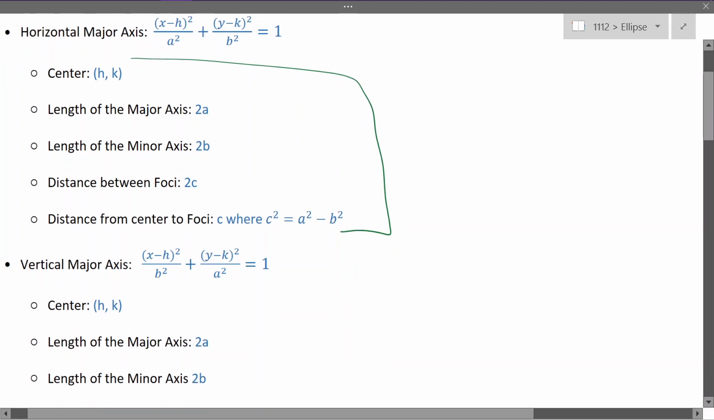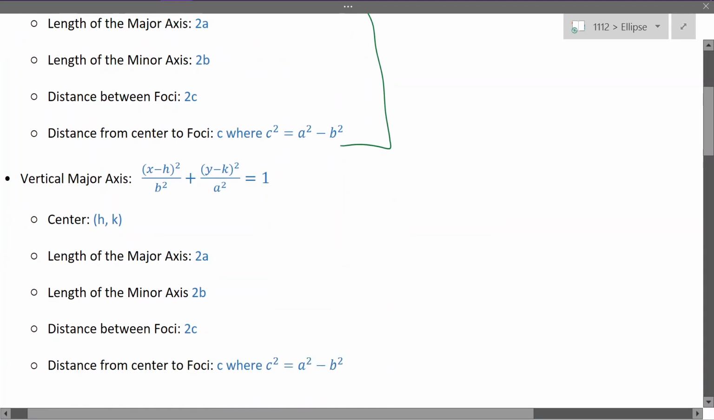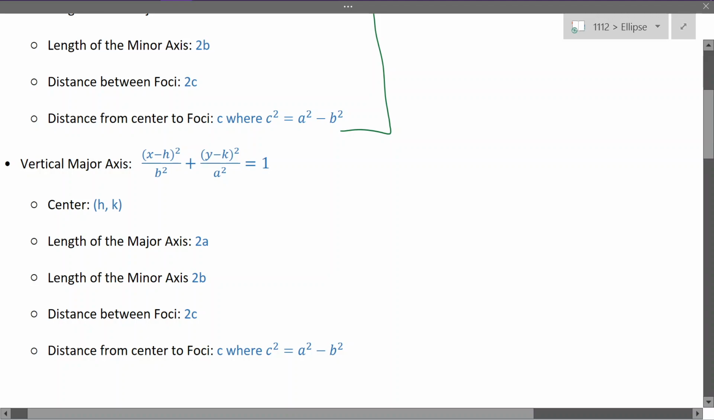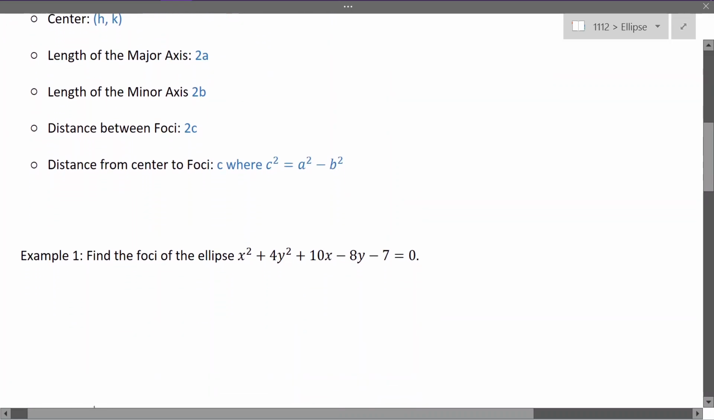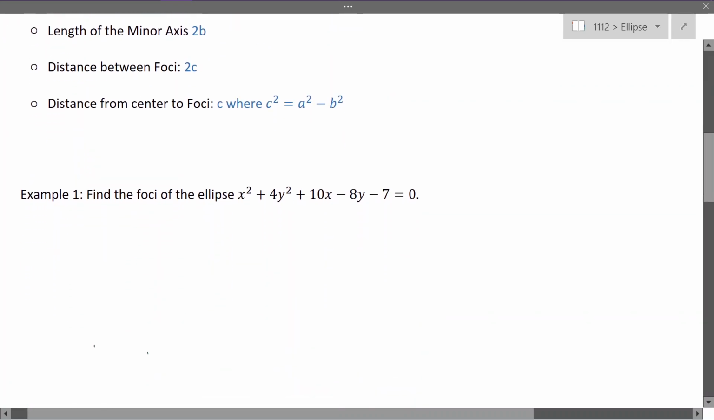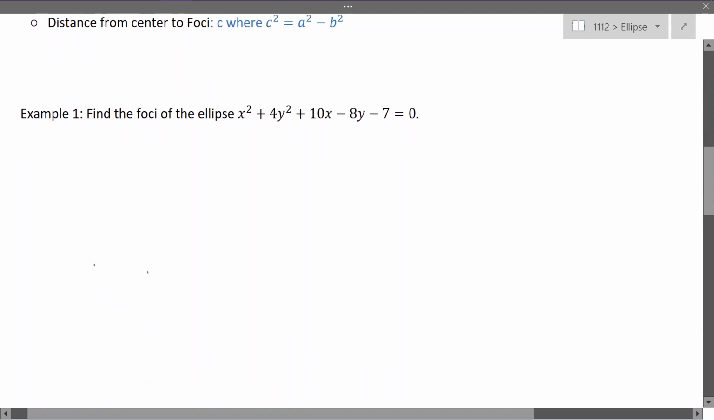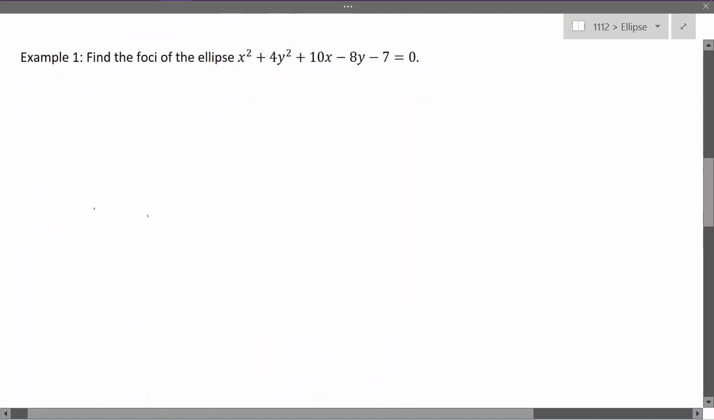The standard form of an ellipse with a vertical major axis is (x - h)^2/b^2 + (y - k)^2/a^2 = 1. So let's take a look at an example of finding the foci of an ellipse. We're going to look at the ellipse x^2 + 4y^2 + 10x - 8y - 7 = 0.